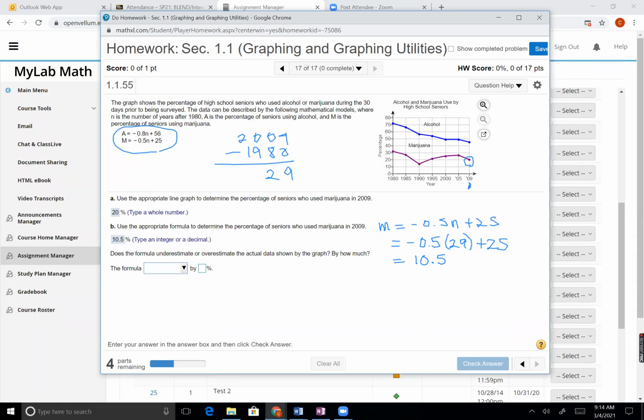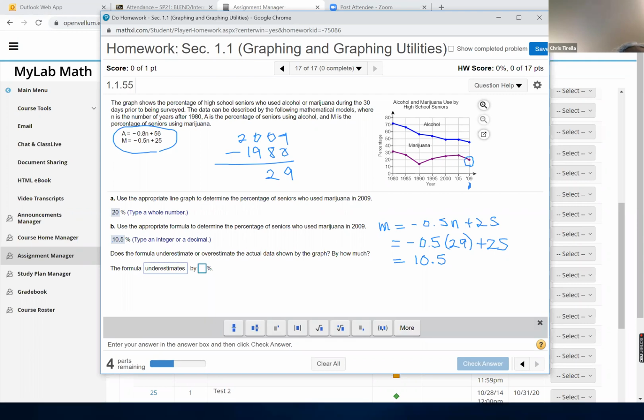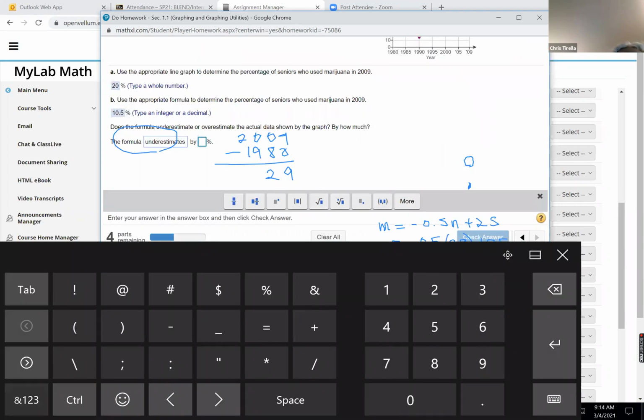And now it says, does the formula underestimate or overestimate the actual data? Well, the actual data was 20%. And so the formula is lower, so it underestimates. And when I take the difference, I believe that it underestimates it by 9.5%.